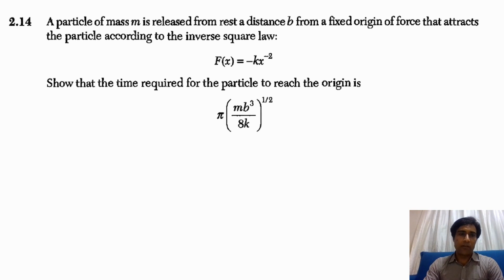Now I am going to solve problem 2.14 for you. The statement of the problem can be seen on the screen. A particle of mass m is released from rest at distance b from a fixed origin of force that attracts the particle according to the inverse square law. Force is equal to minus k over x squared. Show that the time required for the particle to reach the origin is pi times the square root of m b cubed over 8k.